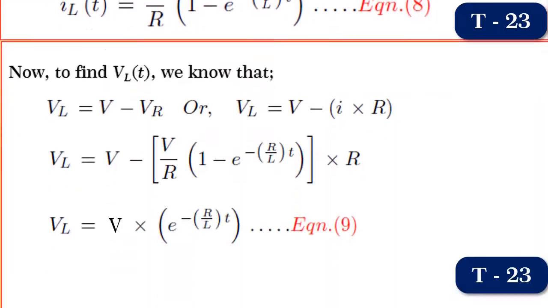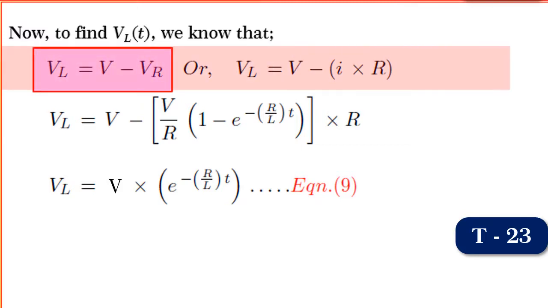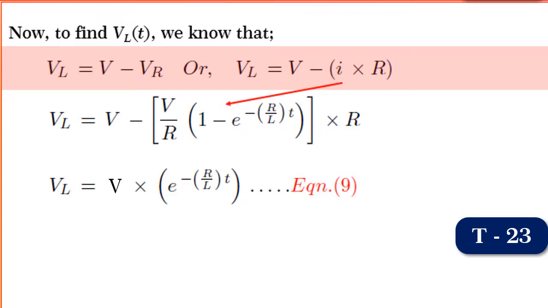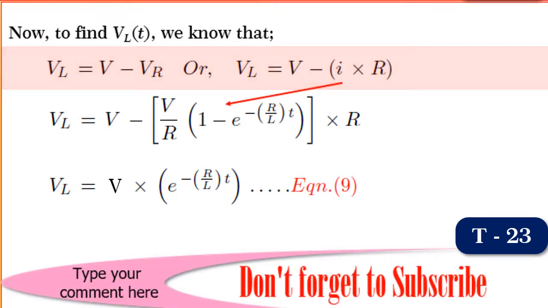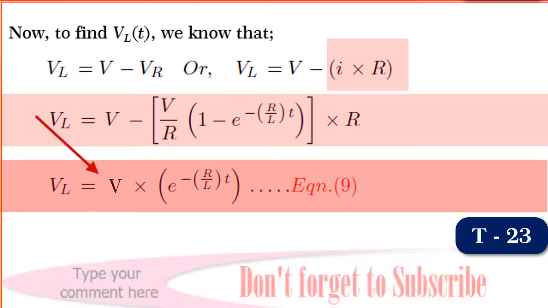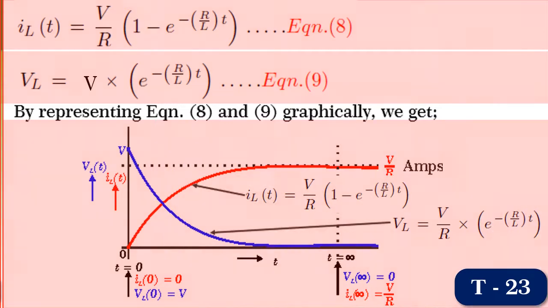Now, to know the behavior of inductance at t equal to 0 and at t equal to infinity, we need to find VL. We know that VL of t is equal to V minus VR. By substituting for VR equal to I into R and the value of I and simplifying it, we get VL of t is equal to V into e to the power of minus R by L into t. Let it be equation 9. By representing IL and VL graphically, we get the graph shown in the figure.